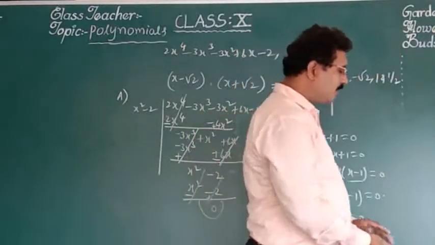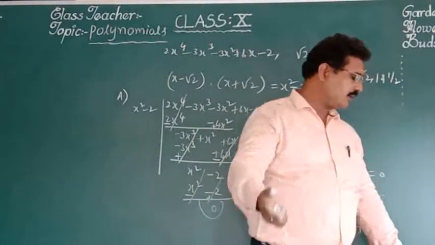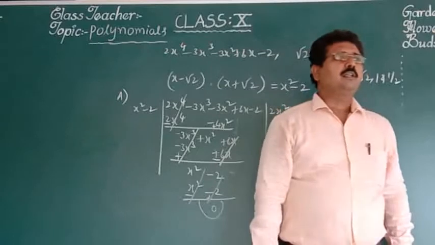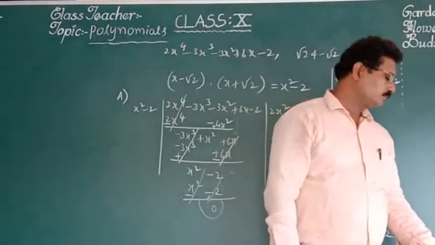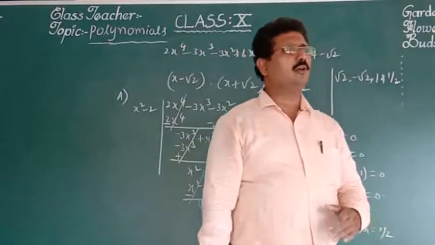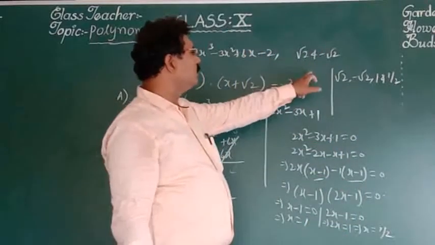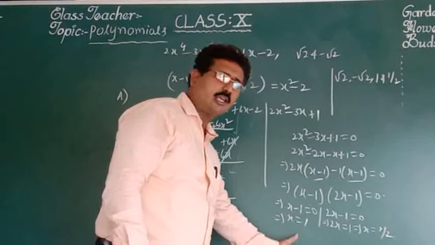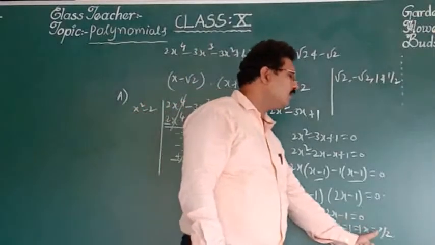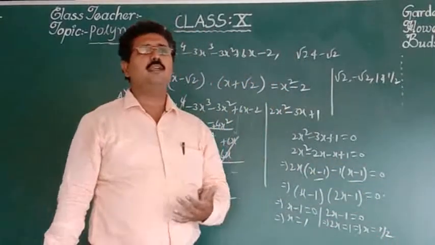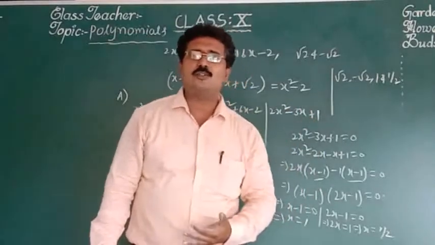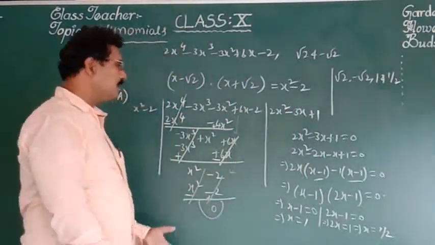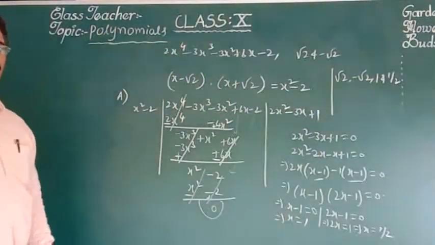So the final conclusion: the zeros of the given polynomial are root 2, minus root 2, and after solving the quadratic polynomial, we got 1 and 1 by 2. This is the way to obtain all the zeros of the given polynomial. So please note down this way.